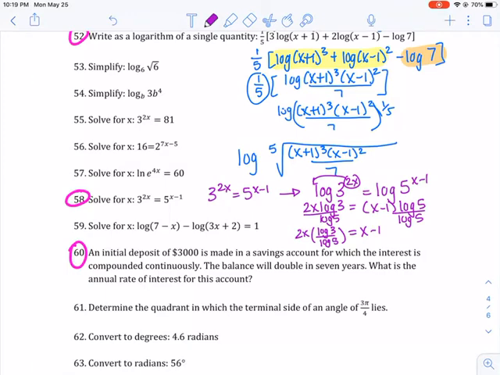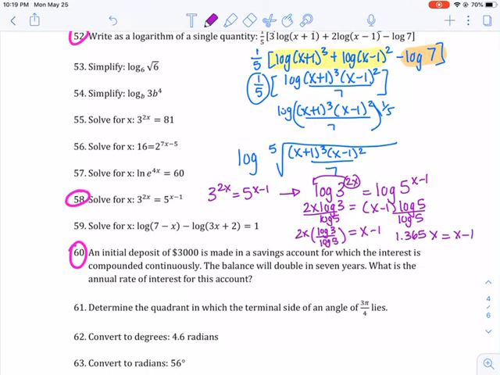All right, so let's see. So log 3 divided by log 5, times 2. Okay, it's 1.365x equals x minus 1. Okay, you're trying to solve for x.